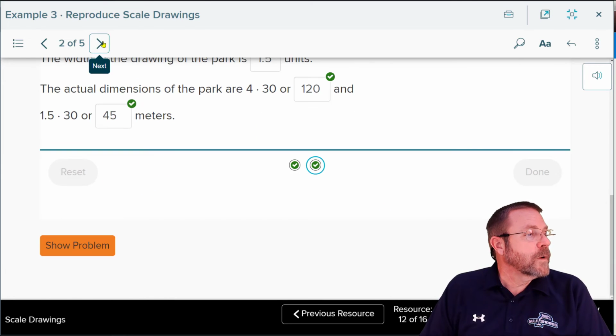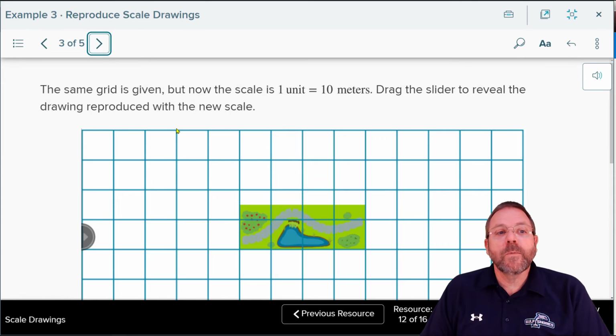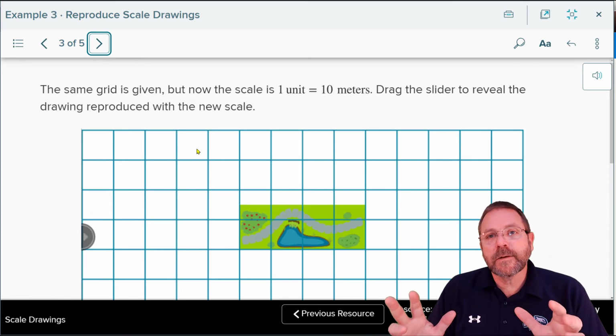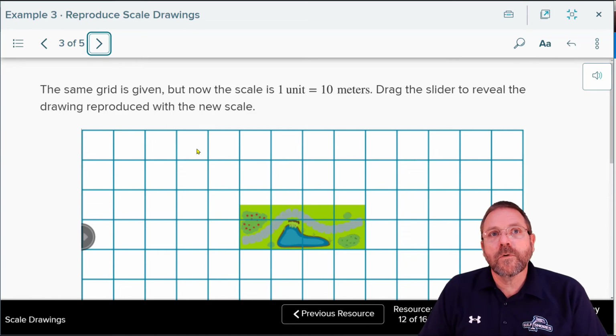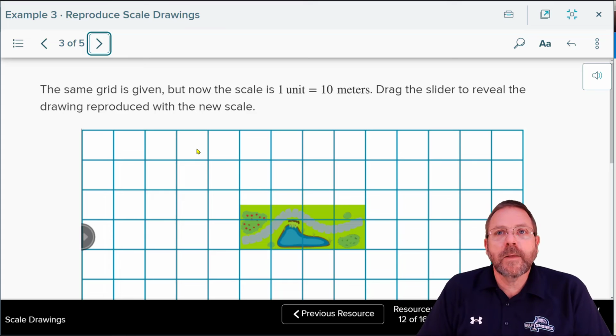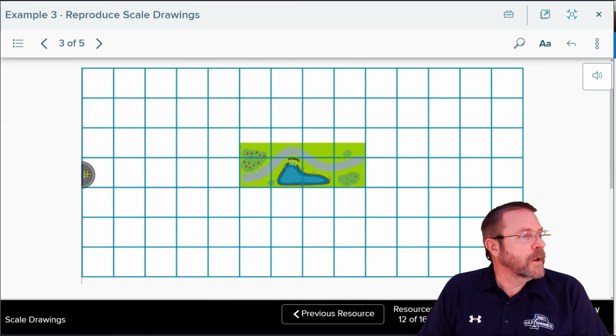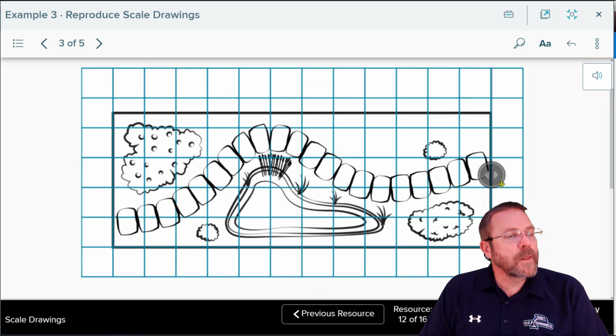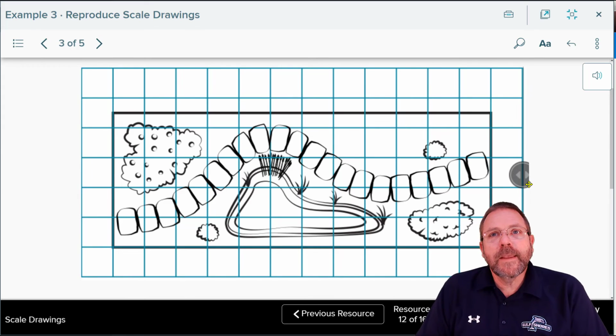From there, we're going to move on to the next slide, where we want to recreate that to be the new scale drawing. That new scale drawing had a 1 unit to 10 meters ratio, and when you actually draw it out on paper, it's going to look like that. So you can see that we're really making it much bigger than the original scale drawing.